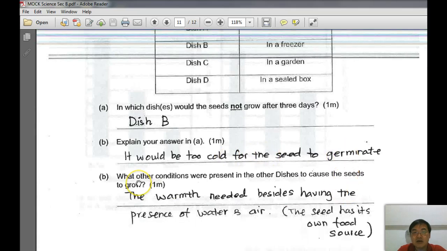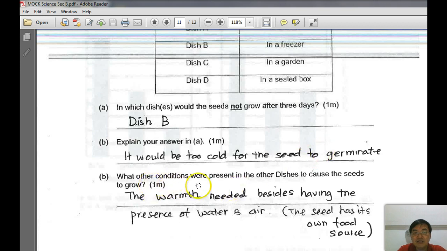Now of course I need to explain here, it does not mean that it will not germinate after a while, right? Now the conditions are all right, just that the temperature is cold and it will inhibit the growth, okay, or the germination of the seed, and thus it could germinate much longer or much later.